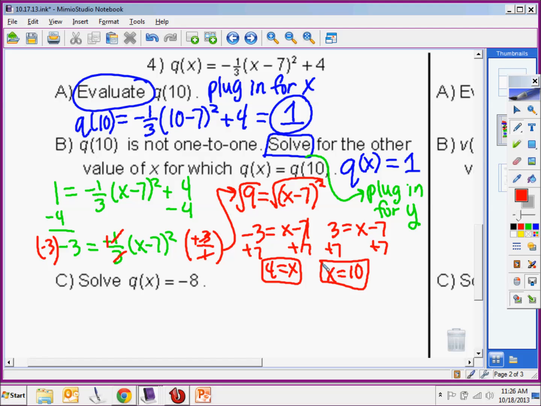So our last x was 4. So now we know both of the x's that this parabola will intersect at 1. So it will be at (4, 1) and at (10, 1). And that parabola will hit.